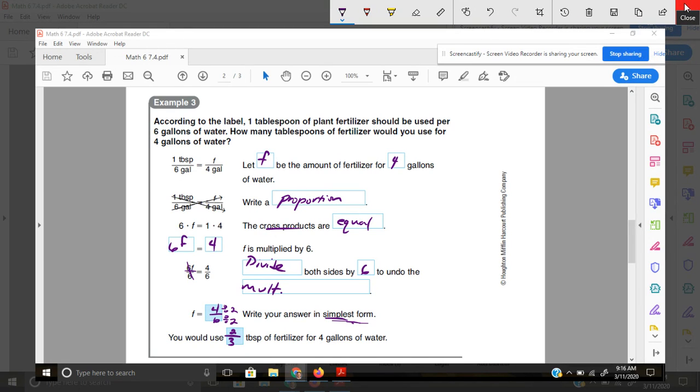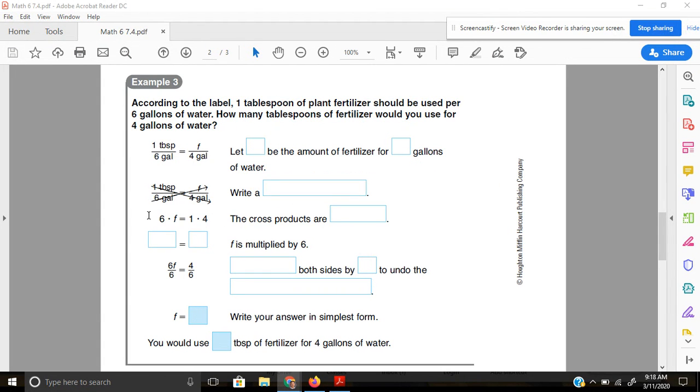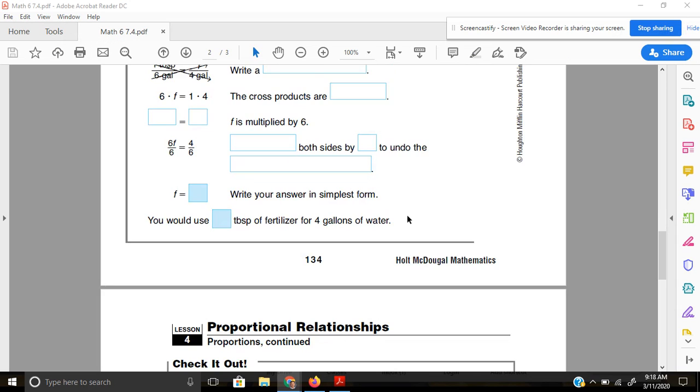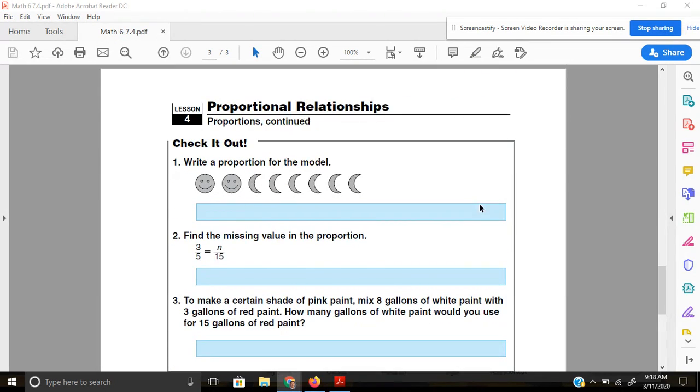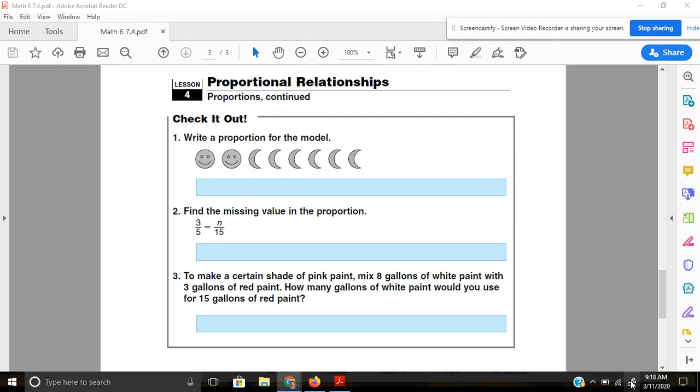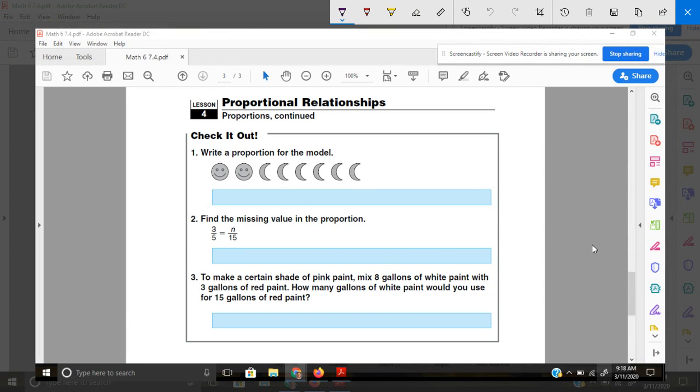So that's essentially what you'll be doing today, is using cross products and some of the other methods that you've been using to see if ratios are equivalent when solving proportions. All right, please pause the video now to try 1, 2, and 3 for the check it out section.